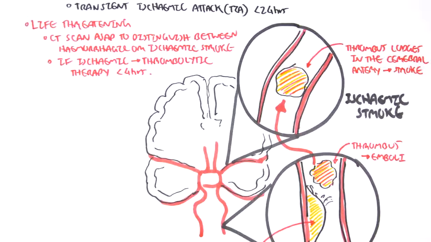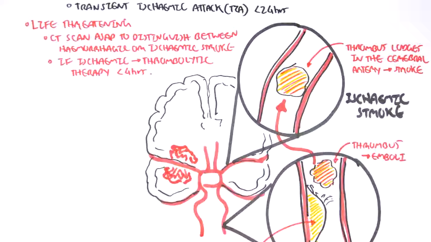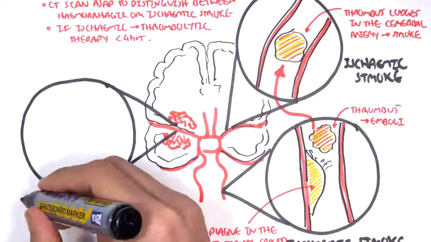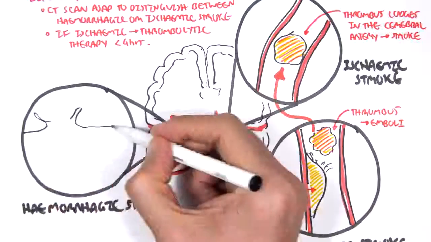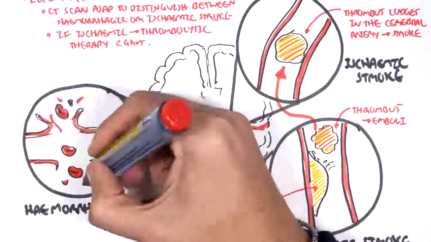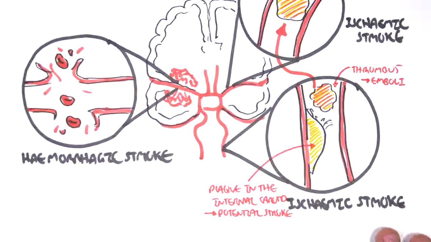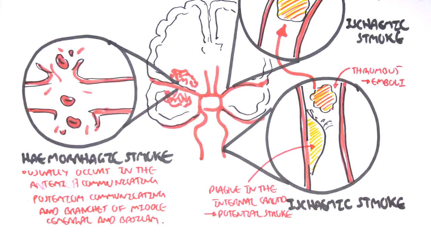The second type of stroke is the hemorrhagic stroke. Hemorrhagic stroke, a hemorrhage, is essentially when we have the rupturing of the vessel, blood spilling everywhere. So zooming into this middle cerebral artery, we have the rupture of the vessel because, for example, the vessel has an aneurysm and it just grows until it ruptures. So that is hemorrhagic stroke. Hemorrhagic stroke usually occurs in the anterior cerebral communicating arteries, posterior cerebral communicating arteries, and branches of the middle cerebral and basilar arteries. So that was just a quick overview on the stroke.